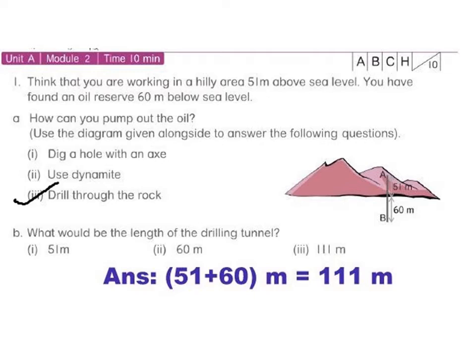Now for the second question, you are at point A and the oil is at point B. So the total length of the drilling tunnel will be 51 meter, that is your position above the sea level, plus 60 meter, that is the position of the oil below the sea level. So the total length of the tunnel will be 51 plus 60 meter, which is equal to 111 meter. So the answer to question number 1, part B, is option number 3, 111 meters.